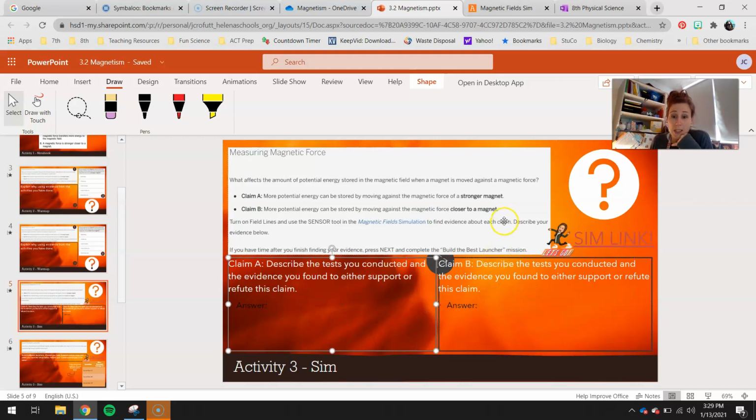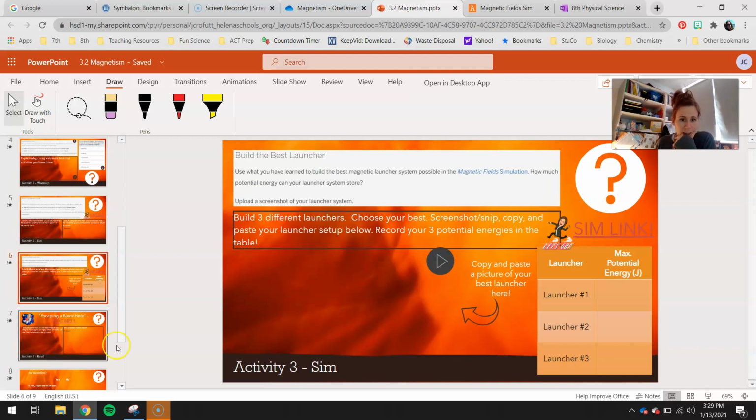Same thing with B, except you are looking at moving magnets closer together. So maybe once you figured out which magnet has the highest potential energy here, you're going to now mess with distances of those magnets and figure out how we can change the potential energy of those distances. Okay, so again, describe what you did and what kind of evidence, potential energy, the sensor, those kinds of things.